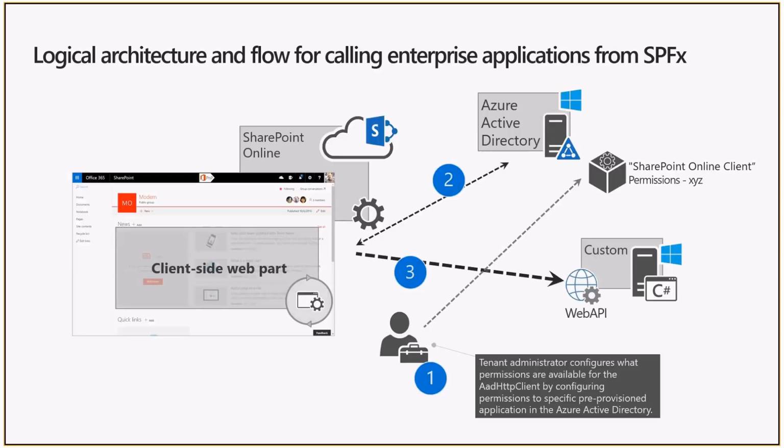Gotcha. So what happens here is that, like mentioned, the tenant administrator is able to control, using that application in Azure AD, what the permissions are in general for SharePoint Framework to call within this particular tenant. Is it capable of calling which Graph APIs? Which third-party web APIs? You grant those permissions for the SharePoint Online client.